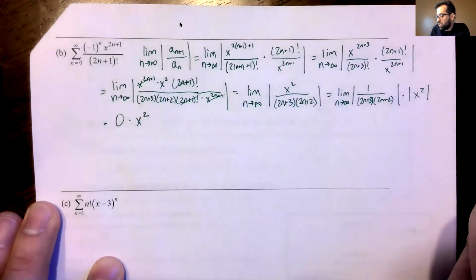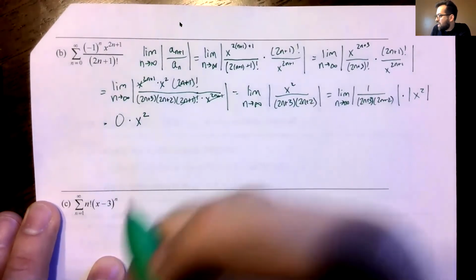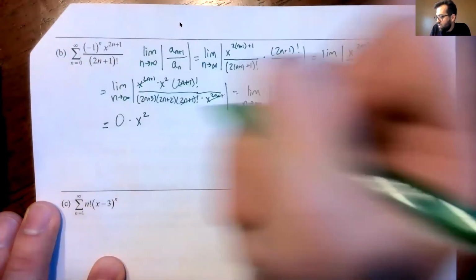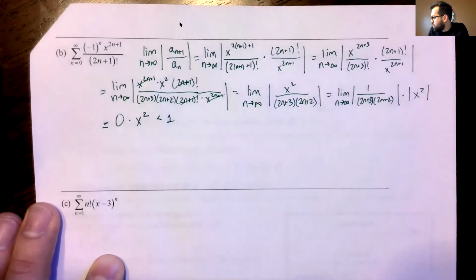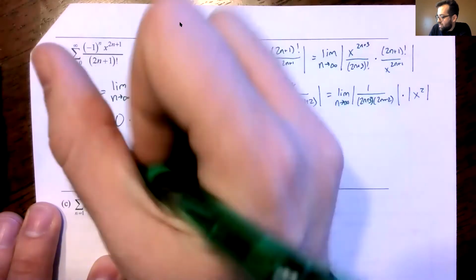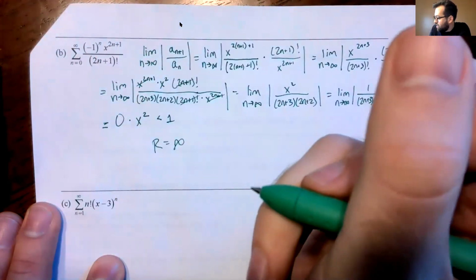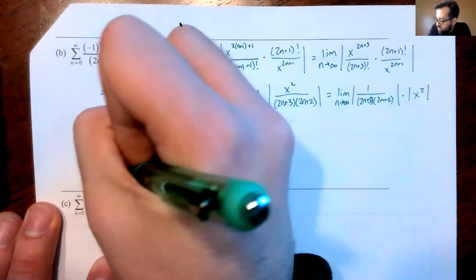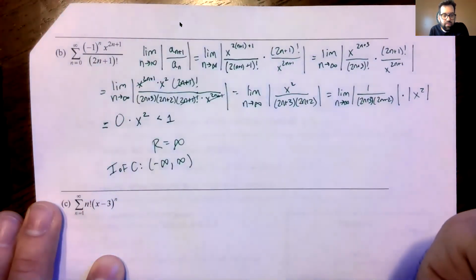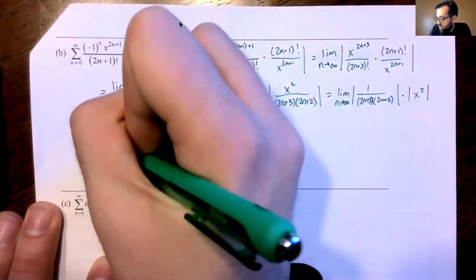X squared, when you square something, it's always going to be positive, so I can just drop the absolute value. But that has to be less than 1. So the question becomes, what values can I plug in for x that make 0 times x squared less than 1? And I'm pretty sure I can plug in any x, because when I multiply times 0, it's going to be less than 1. So that means in this case, our r is infinity, and our interval of convergence will be negative infinity to infinity. All right, so there's the answer to that one.